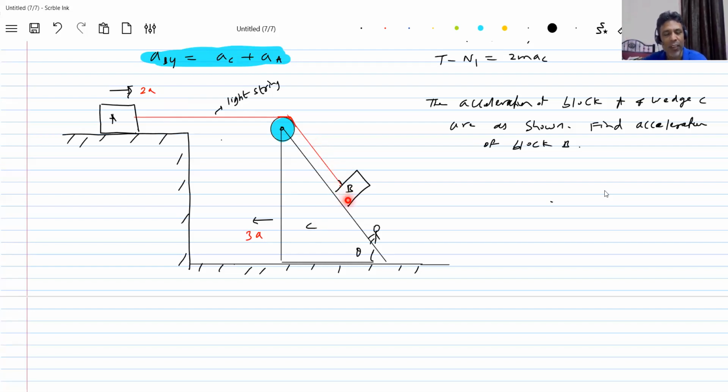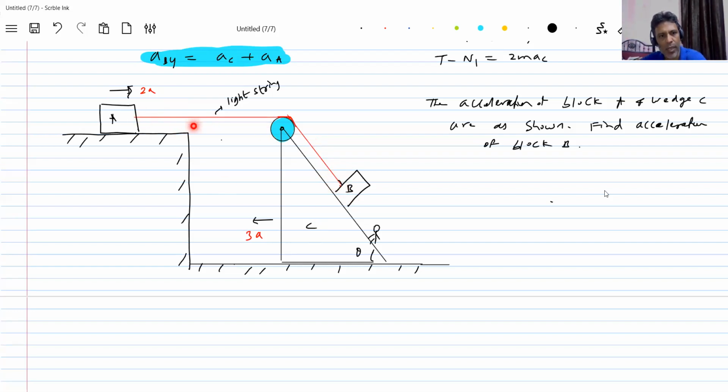But what was the question? Find acceleration of block B. It's asking with respect to ground, not with respect to wedge. So what we know now is the displacement, or acceleration, of block B with respect to wedge. But what was the question asked? Acceleration of block B with respect to ground. Able to get the constraint equation?